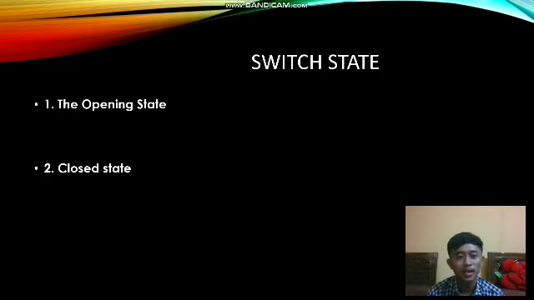Next, switch state. First, the open state. In the open state, the flow of electric current cannot be connected, which makes the electric current unable to flow because the switch is open. Second, closed state. When it is closed, there will be a connection of electricity, so the electric current is connected and can flow.